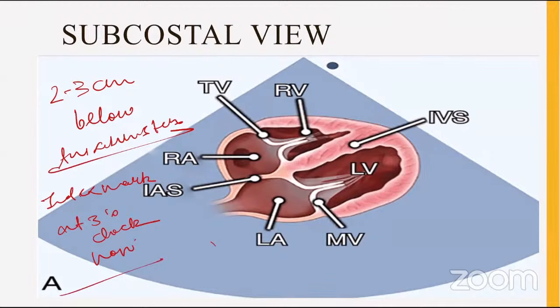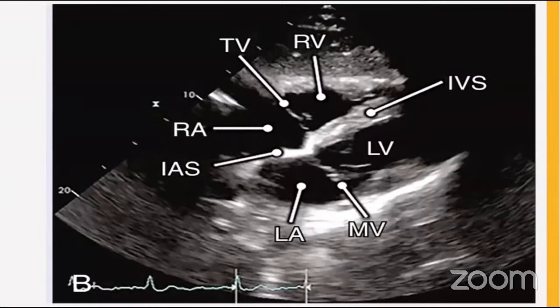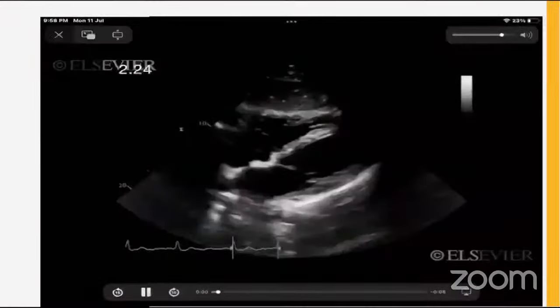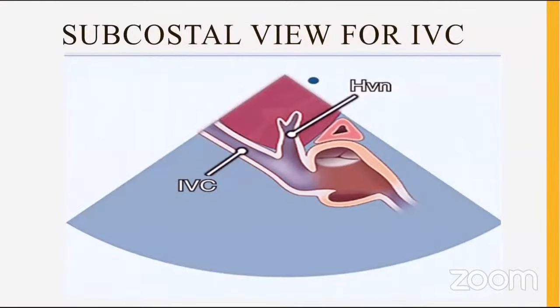This is also a modified apical, modified 4-chamber view in which we can see all the 4 chambers. We have this LA, mitral valve, LV, then RA, RV, and tricuspid valve. And we have this interventricular and interatrial septum. This is the echo view: LA, LV, mitral valve, RV, RA, tricuspid valve, interatrial and interventricular septum. Then subcostal view can also be used to look for IVC when we tilt it.